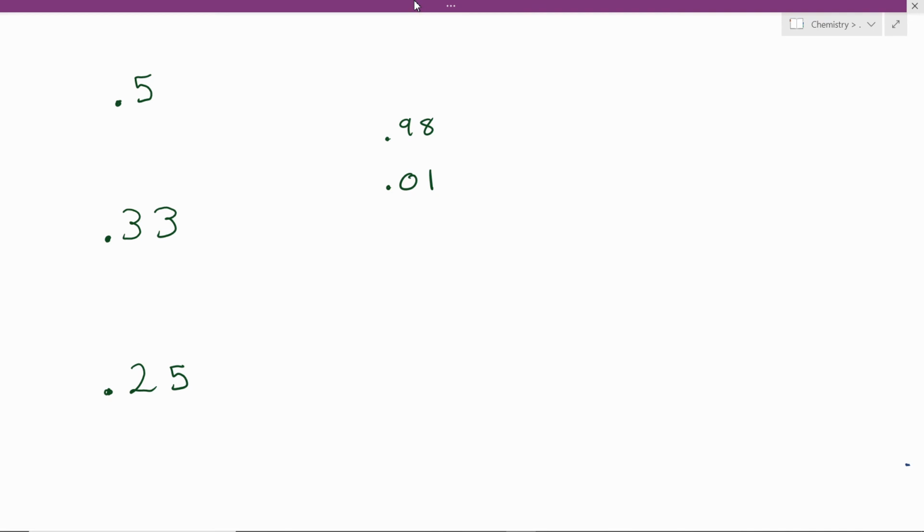Now, I want to go over when the last value that you get ends in 0.5, 0.33, or 0.25. So far, our last values that determine our subscripts for the elements have been really nice. They've been ending in 0.98 something, 0.01. They have been really clear that we can easily round them to the nearest whole number. However, they won't always give you a subscript number that is easily rounded to a whole number. And so you might end up with something that ends in 0.5, 0.33, or 0.25.